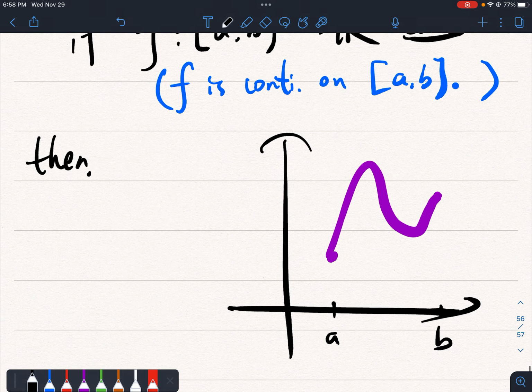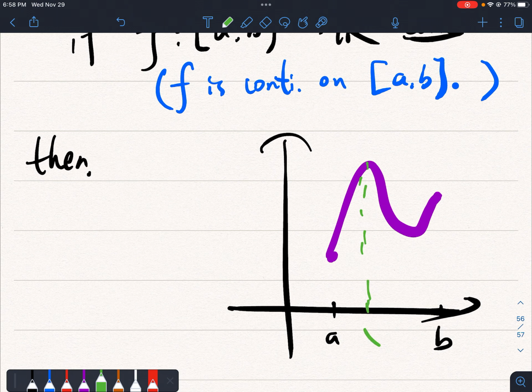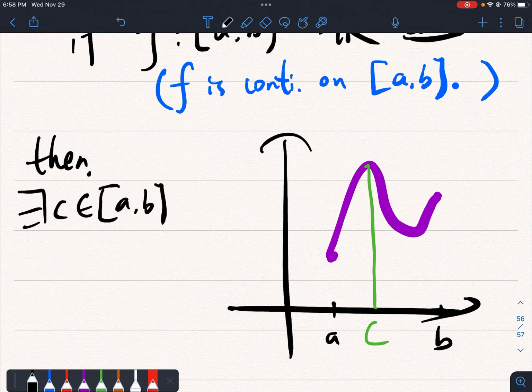Okay, things like this. Then, the extreme value theorem says that you can always find some point that is the maximum of the function on the closed interval. So here in this case, you can find, for example, this point. We can call it x1 and x2 for simplicity. So let's call this point c. Then we can find some c in this closed interval that is the largest.